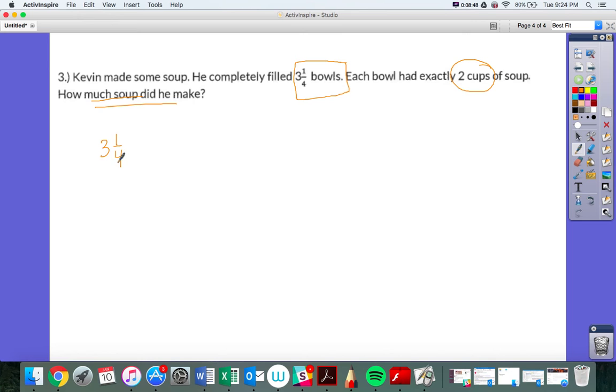And I'm going to multiply that denominator times my whole number, which is 4 times 3, or 3 times 4, which is 12. And then add that 12 to my numerator, which is 1. That's going to come from up here. So my new numerator is 13. So I'm going to write 13 over 4. Now I need to multiply. So I'm going to take my new fraction, 13 over 4, and multiply it by this number 2.